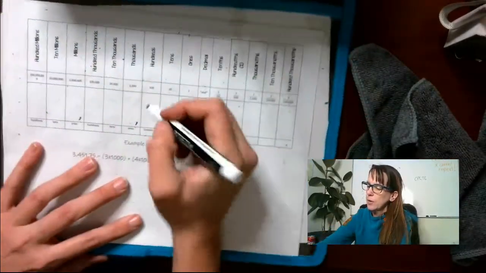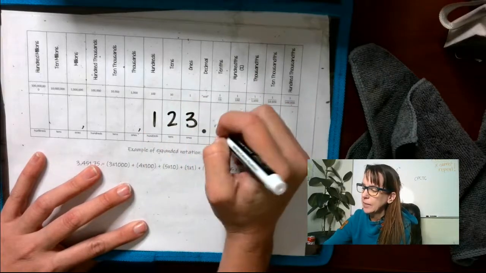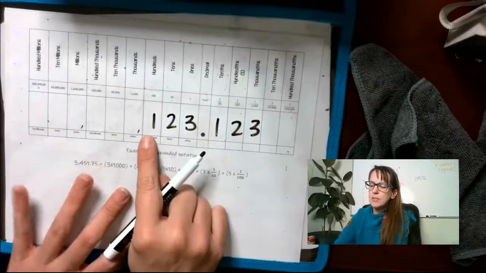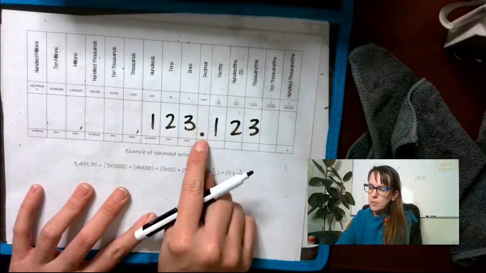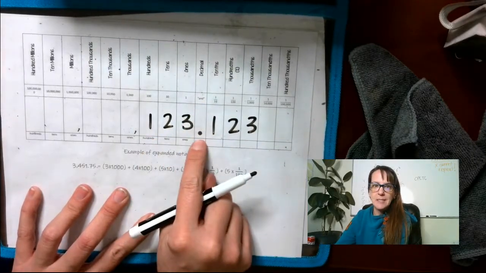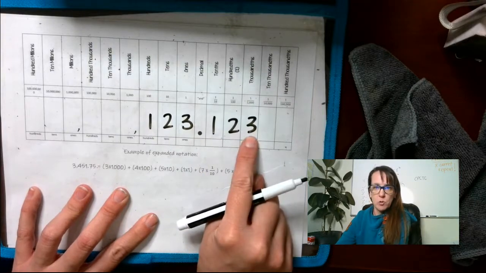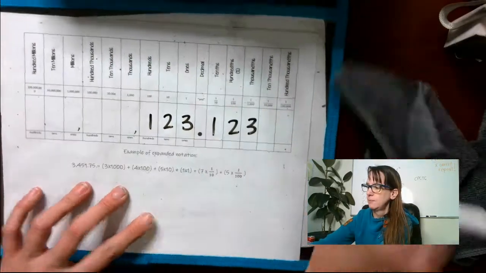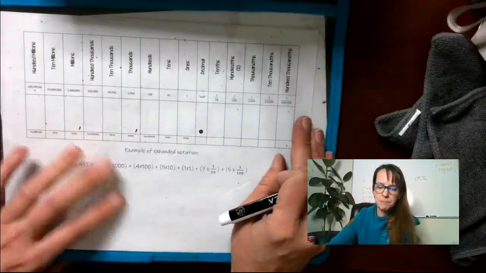Number 5, read this decimal out loud. The way you'd read it is just like your normal right before the decimal, and the word decimal means and. So 123 and then you say this again, 123 thousandths. You say the number and then you say the place.